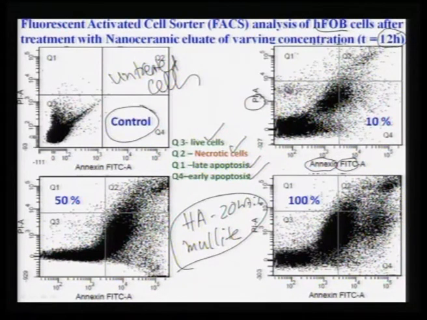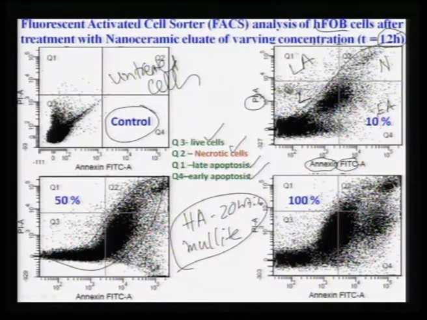So, what are the different coordinates here? Q3 is for the live cells. Q2, diagonally up, is for necrotic cells. Q4 is for the early apoptosis cells, EA. Q1 is for the late apoptosis cells. So, what is the evolution pattern you see? It is more like a sigmoidal curve type of pattern.